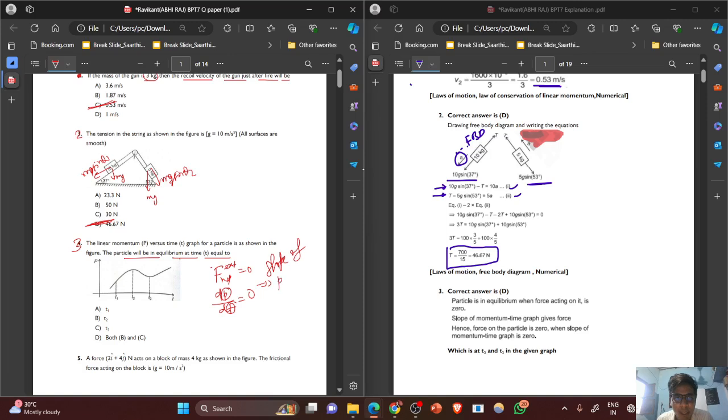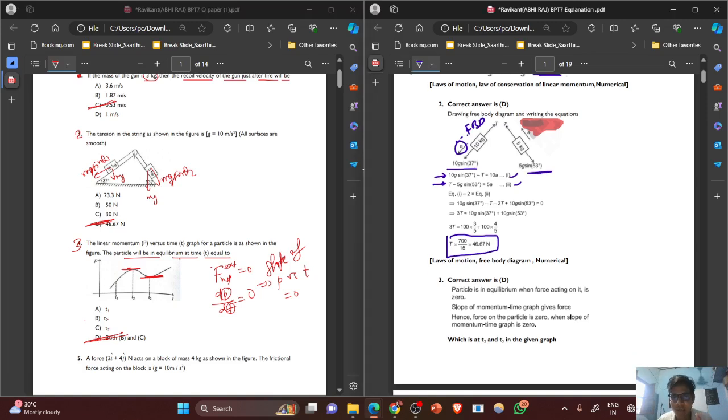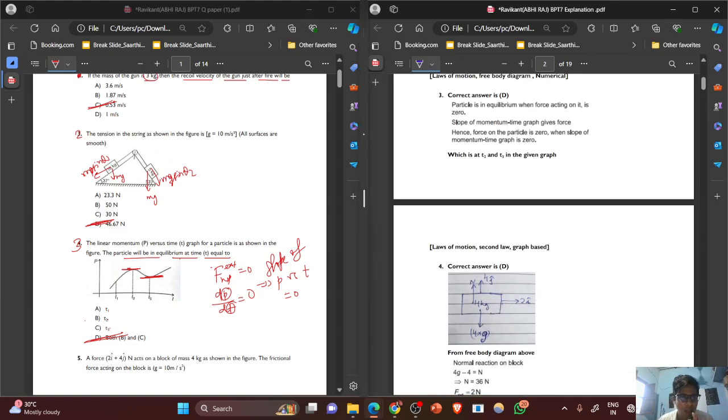The slope of the P versus T graph is 0. So look where the slopes are 0. As you can see, only here and here, these two places, the slopes are 0. So T2 and T3, which means both B and C will be your answer. So option D is your correct answer. It's a theoretical question. You can also read the explanation from here. Okay. Now moving ahead.